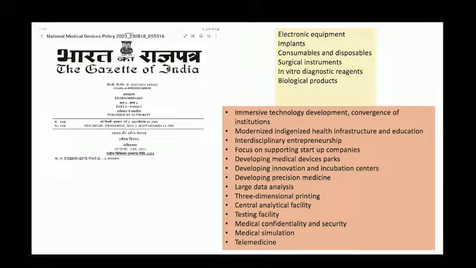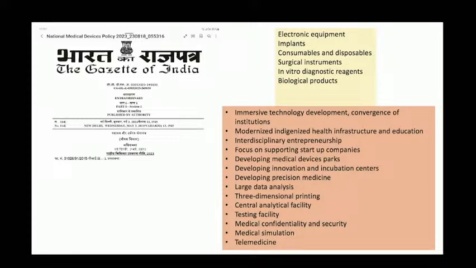And the other important silent revolution which has taken place is that the drug policy of India has been completely changed from the medical devices policy of the country. This is a very important thing which has come up. And this policy has taken care of five products: the electronic equipment, implants, consumables and disposables, surgical instruments, in vitro diagnostic reagents, and biological products.